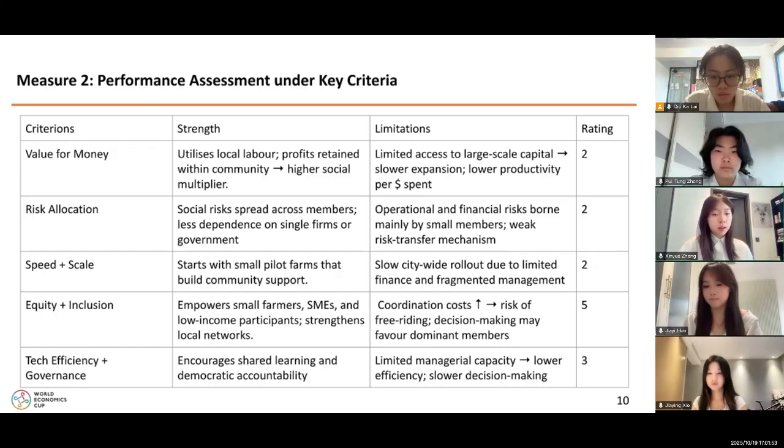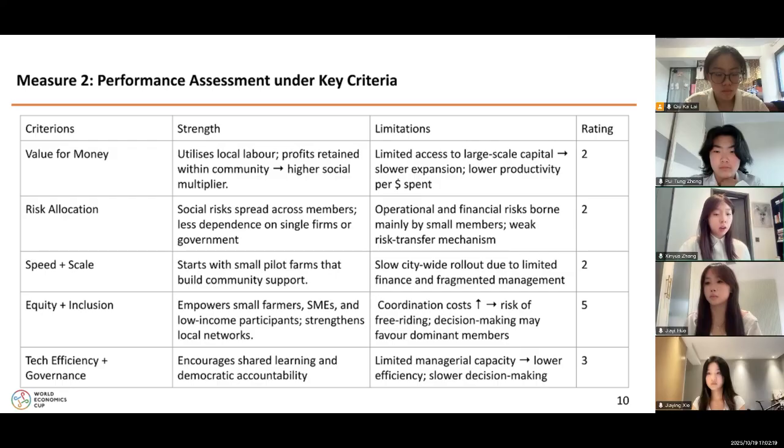In terms of value for money, the model efficiently uses local labor and keeps profits within the community, but limited access to large-scale capital constrains productivity per dollar invested. For risk allocation, social risks are well spread and distributed among members, yet financial risks remain mainly on smaller members. In speed and scale, it allows quick district-level pilots, but struggles to expand citywide within 5 years.